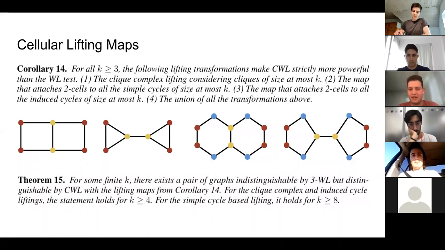And finally, with the same lifting transformations I've mentioned, in this result you can also show that CWL is not less powerful than 3WL. What that means is that there is something 3WL fails to distinguish, but this CWL procedure will distinguish when you use these liftings. And this is for some values of K that are specified here.